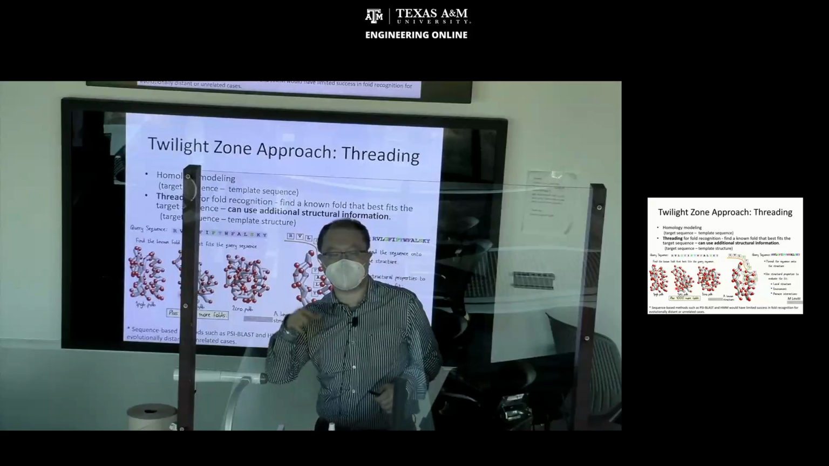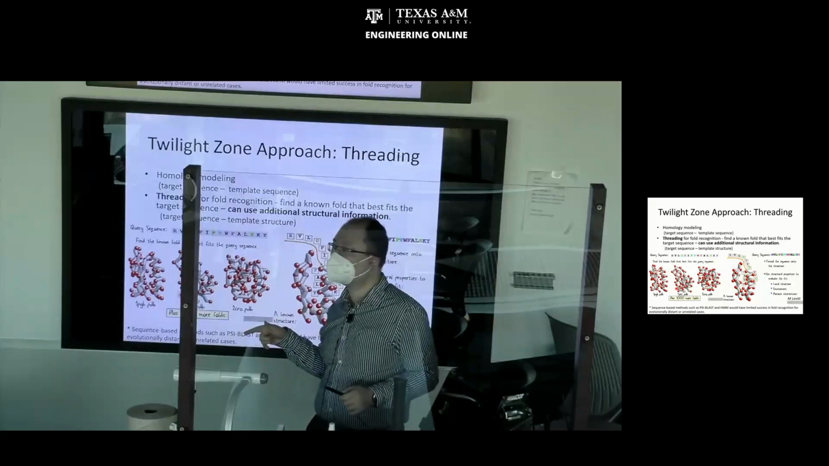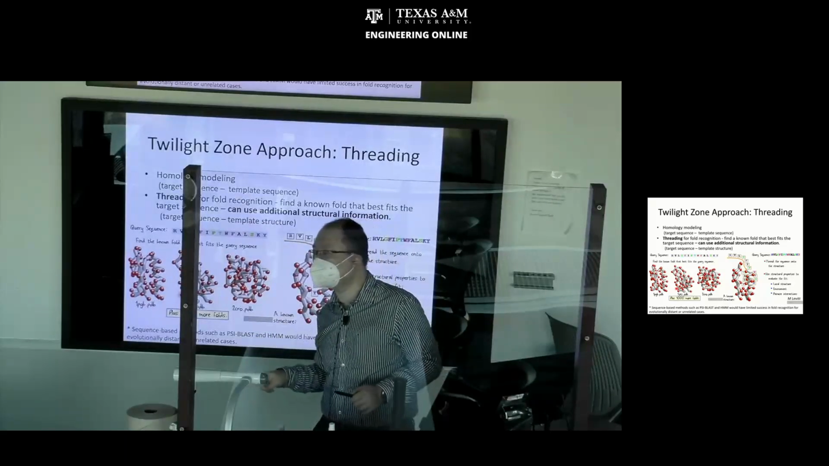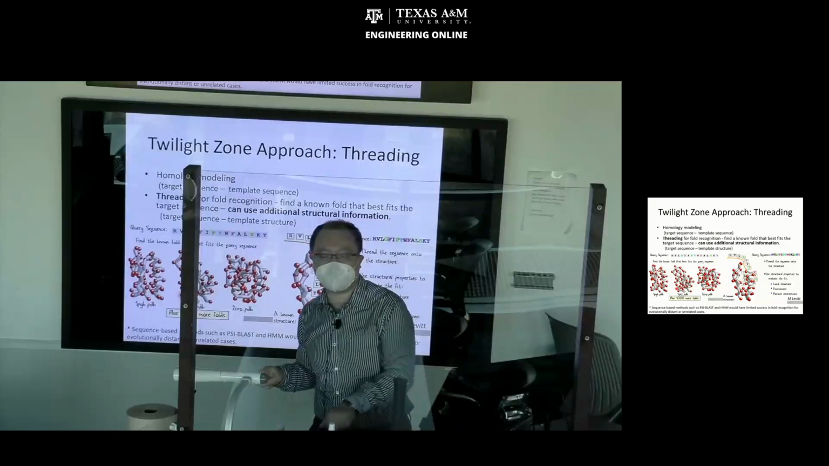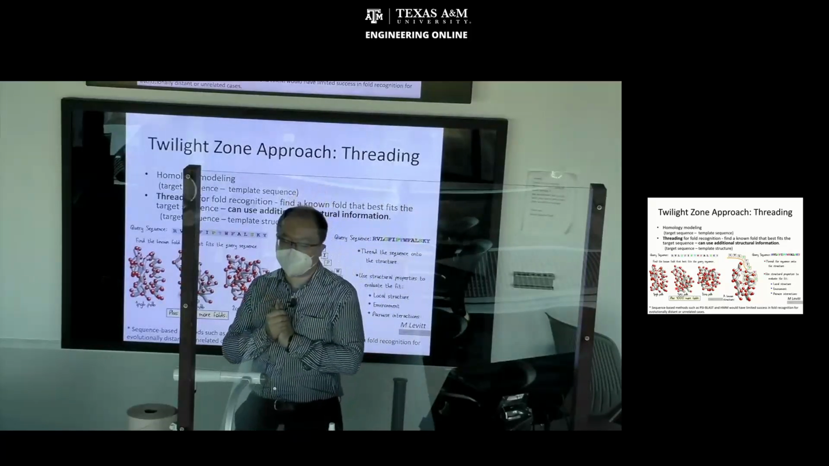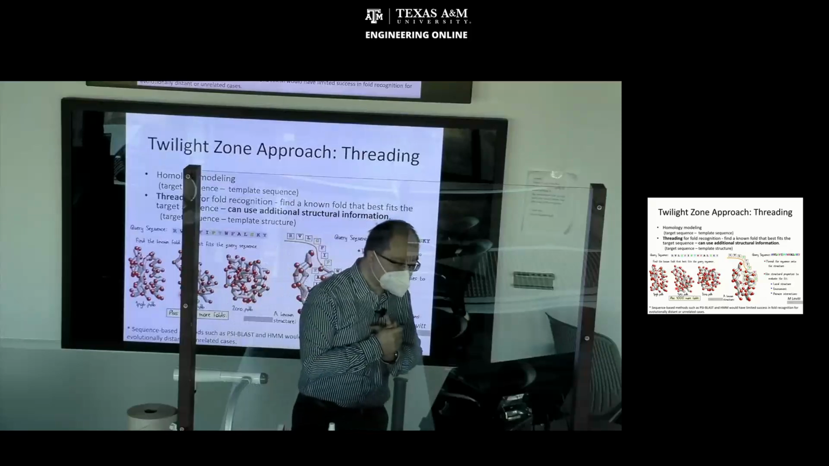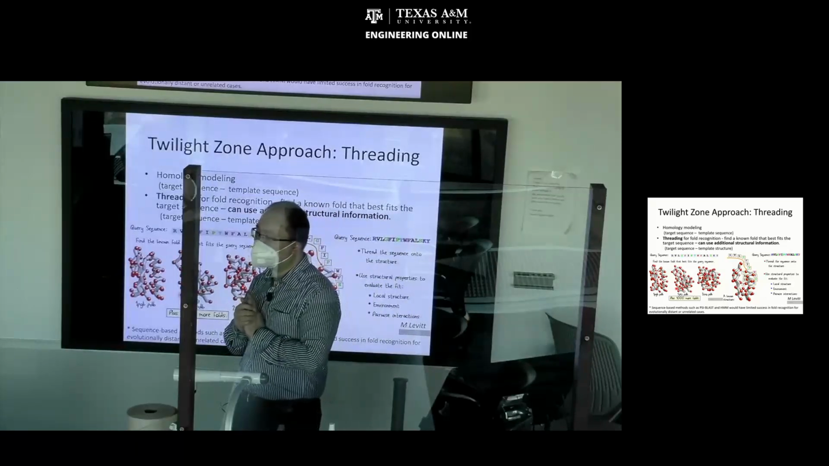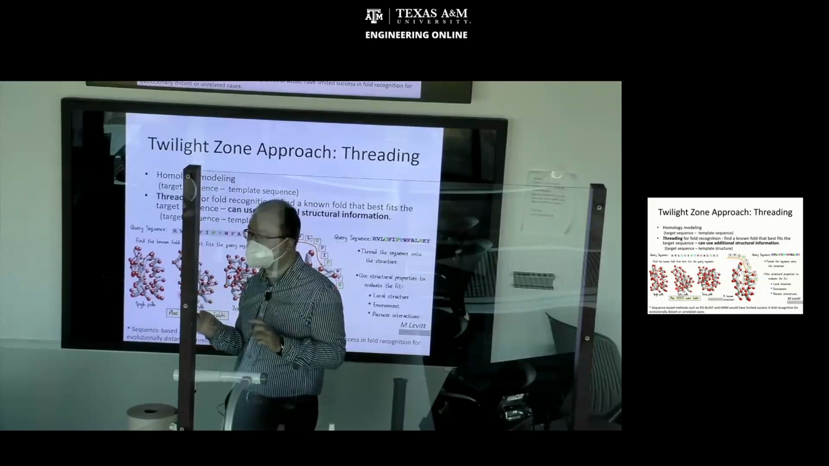With this idea in mind, what remains to be done is how we align a sequence to a structure. We know how to align sequences. How do we align a sequence to a structure? What are your thoughts? The first thing you have to do is to represent the structure in some way that is friendly to be aligned to a sequence. Is that right?